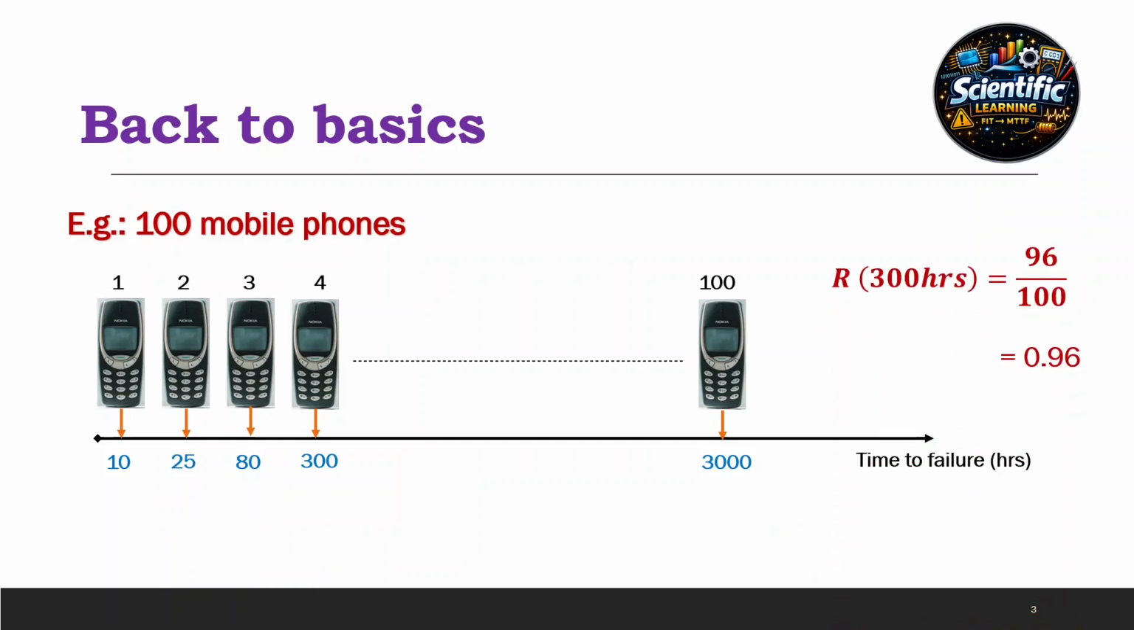Similarly, what is the reliability after 300 hours? If you see the timeline, one more mobile has failed after 80 hours. So the reliability now after 300 hours has come down and it is, as you can see, 0.96. So can you see why reliability is a decreasing function of time? Because the products fail with time.